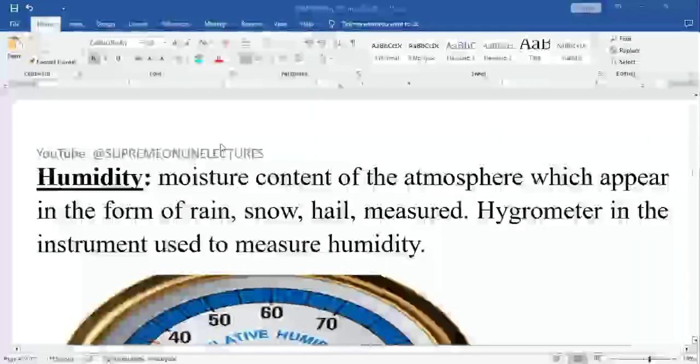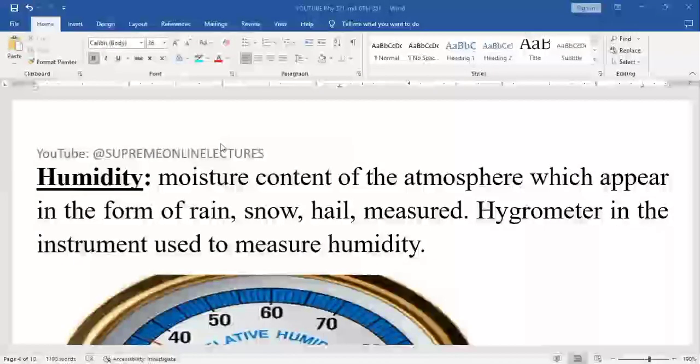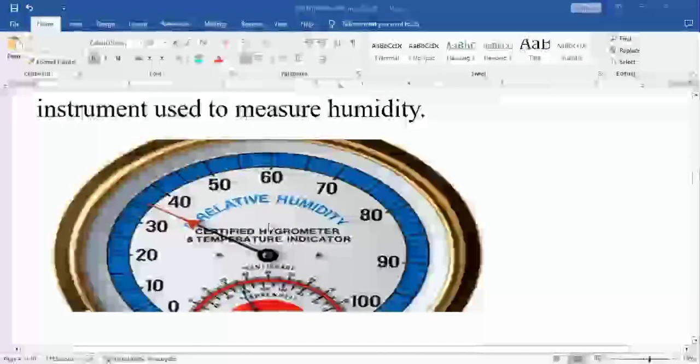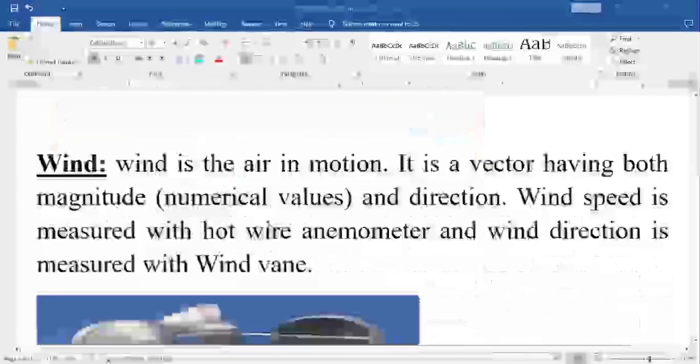Humidity. This is the moisture content of the atmosphere. It appears in the form of rain, snow, hail, etc. We use the hygrometer as an instrument to measure humidity. So you see the figure here for hygrometer.